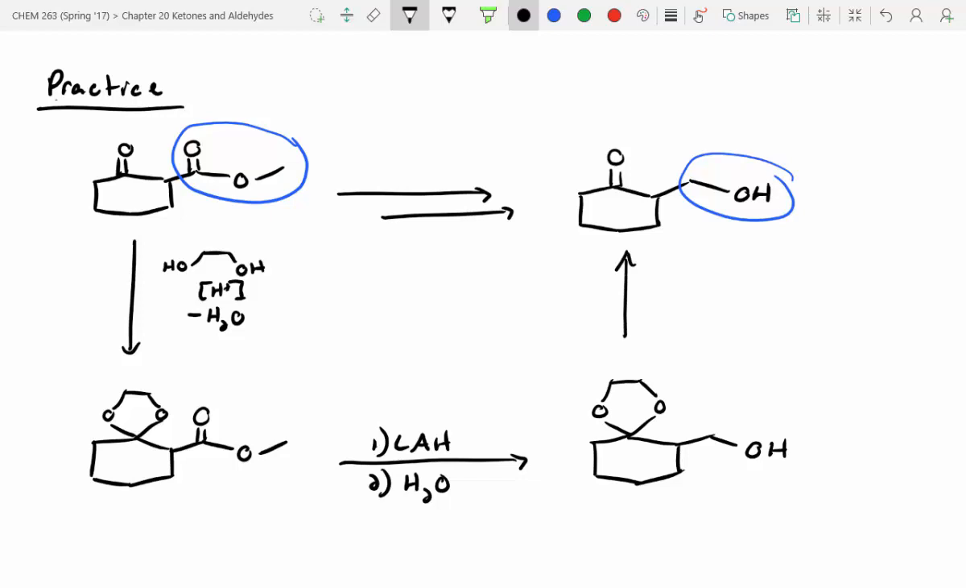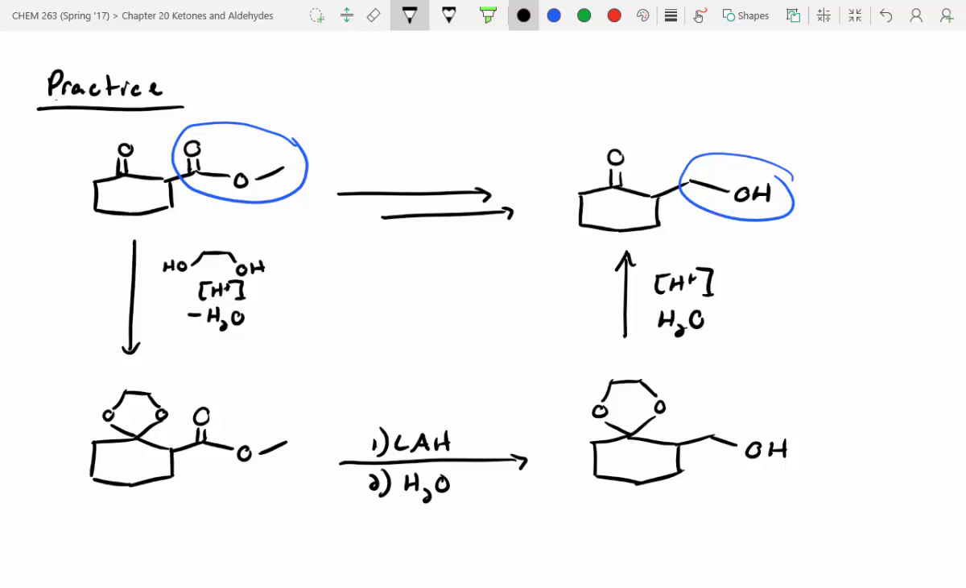And then how can we remove the protecting group? Add more water, right? So in this case, you can oftentimes do this last step in one go by just having dilute acid around. So the key is using Le Chatelier's principle to your advantage. Does that make sense? Okay.